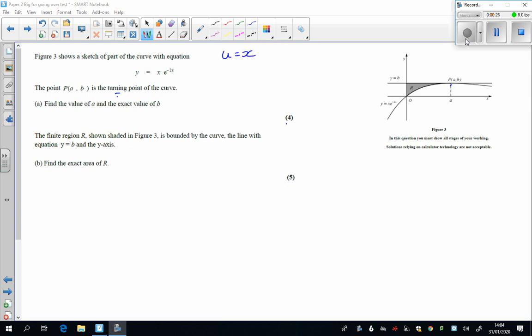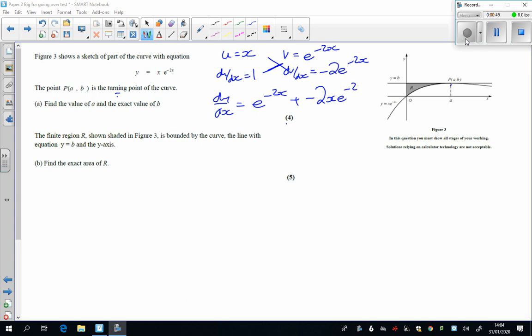thing. We've got U and we've got V. Product ruling it, so differentiating it gives 1 here, differentiating here gives minus 2 e to the minus 2x. And so dy by dx is crissy-crossy it, these two things times together, plus these two things times together. And of course, at the turning point, this will equal 0.